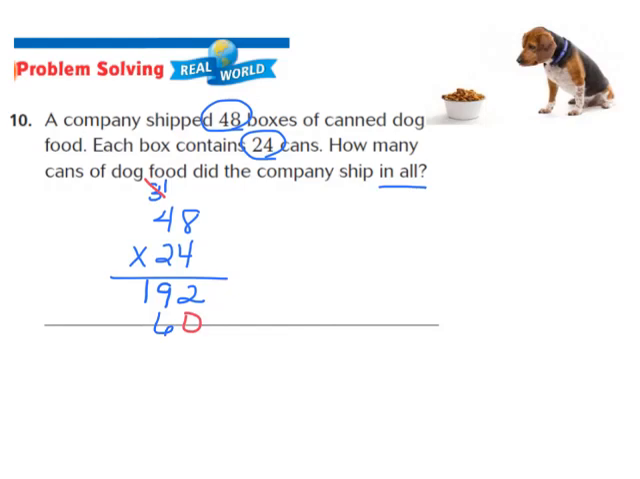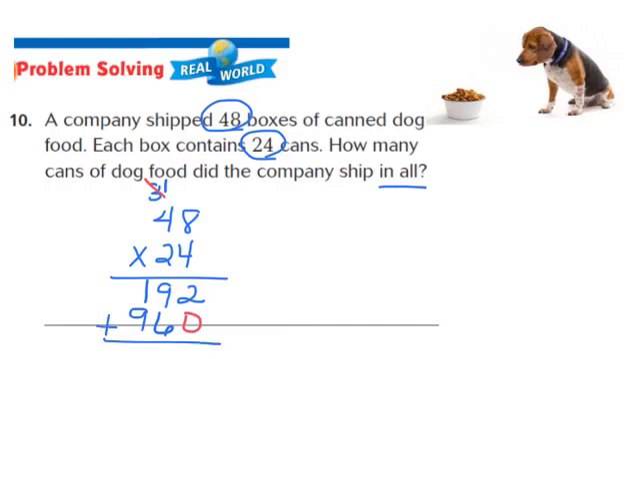Now I think, what's 2 times 4 going to give me? Well, 2 times 4 is 8, but I can't forget my regrouped 1. So 2 times 4 is 8, plus 1 is going to give me 9. Now my next step says add the partial products.